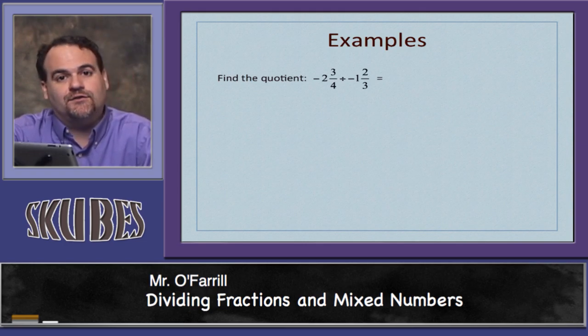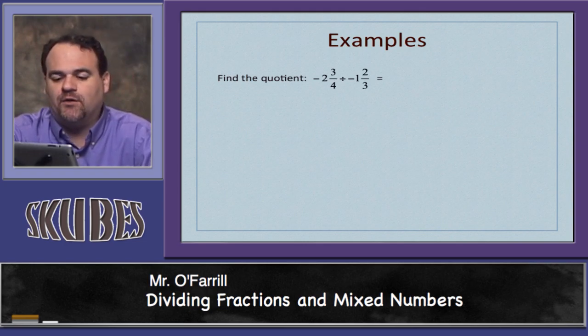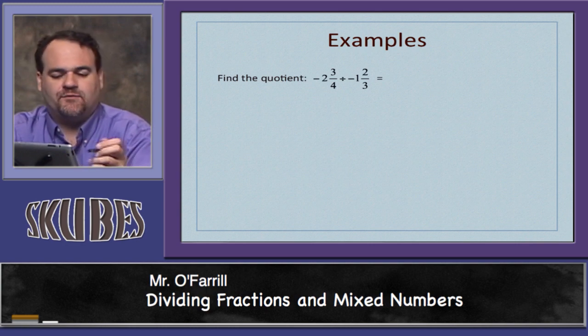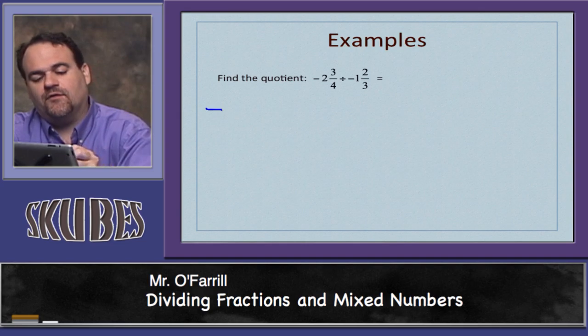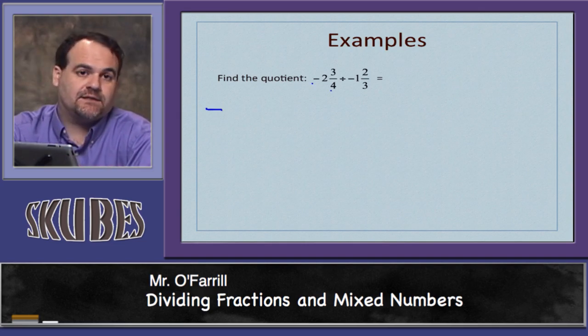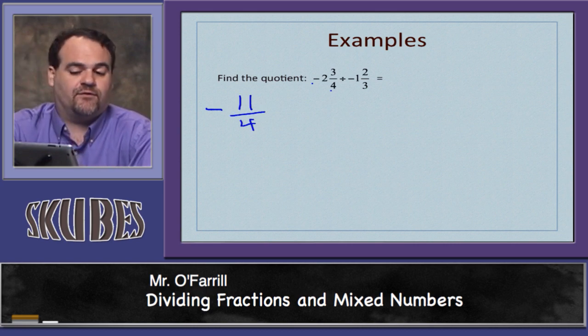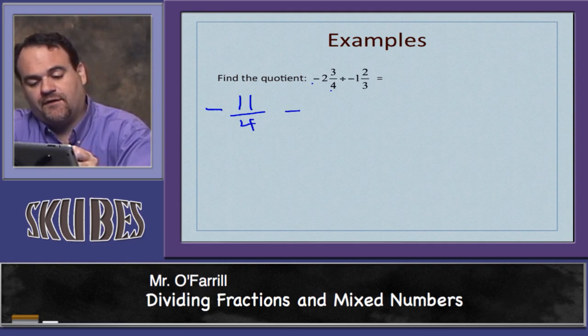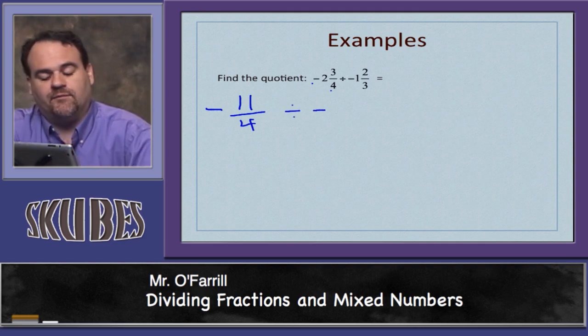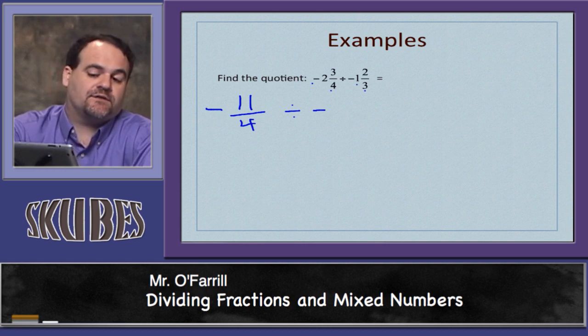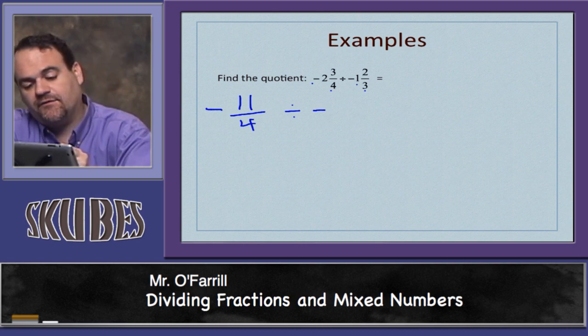All right. Well, this time we have two mixed fractions. We're going to need to change both of them. Let's ignore the negatives. We know the first number is negative. 4 times 2 is 8, plus 3 is 11. So it's negative 11 fourths. Divided by, still a negative number, 1 times 3 is 3, plus 2 is 5. So we have 5/3.